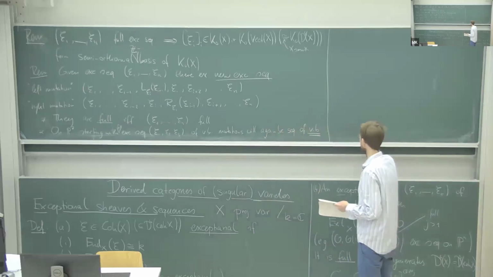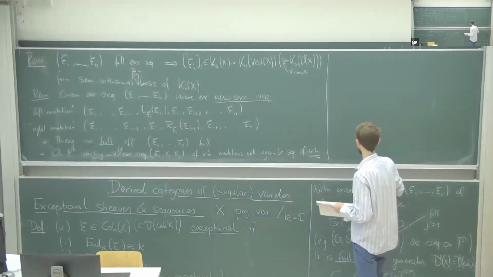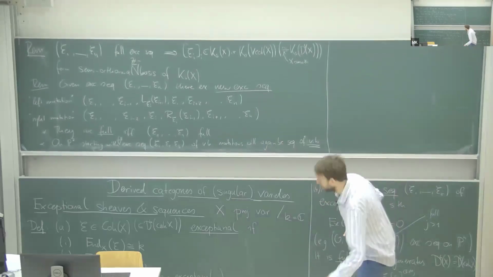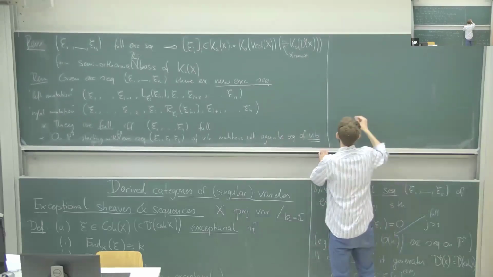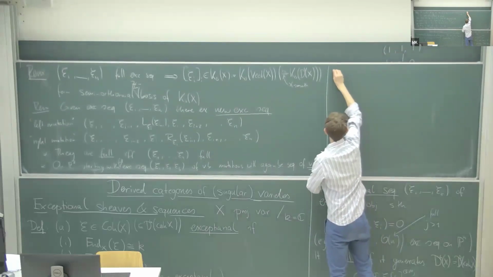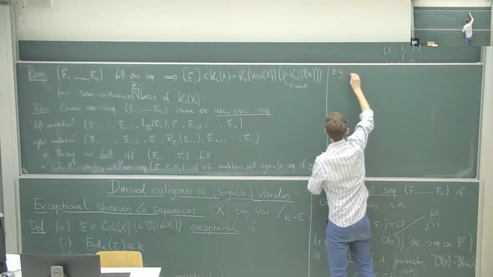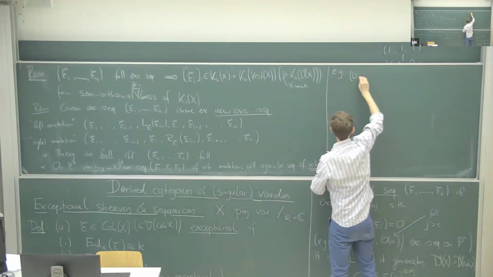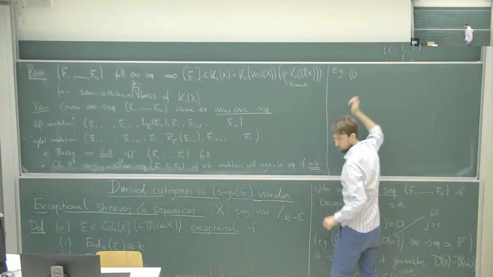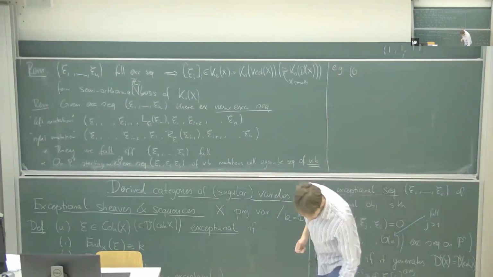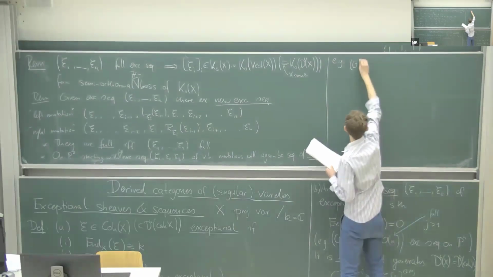And here's an example so that we have something to illustrate this. Look at the sequence O. So which sequence did I want to take? So O minus 2 up to O.